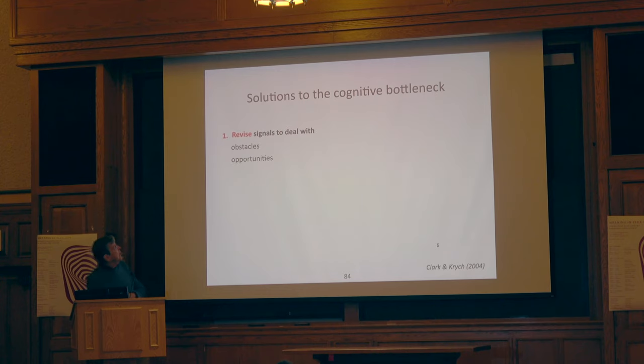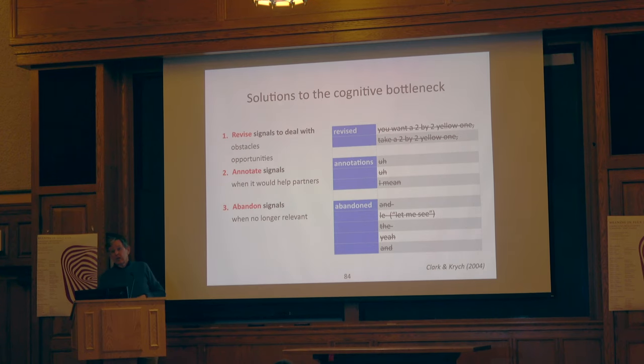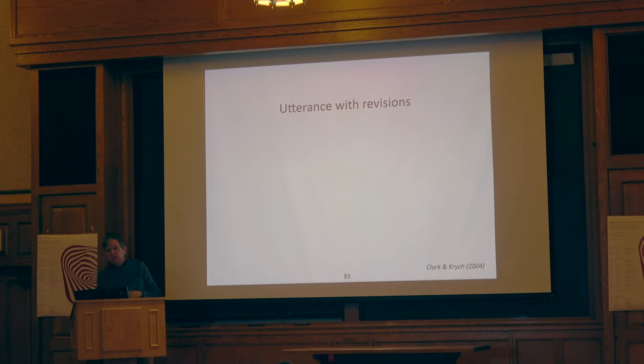And the problems are obstacles and opportunities. There are a bunch of obstacles. I can't think of a word. I'm having trouble finding the best way to look at this object, whatever. And there are opportunities I'll show you. Annotate signals. That's what Herbert did at various points, and he abandoned signals. So in the case that I just showed you, these are revisions, these are annotations, and those are cases that were simply abandoned.